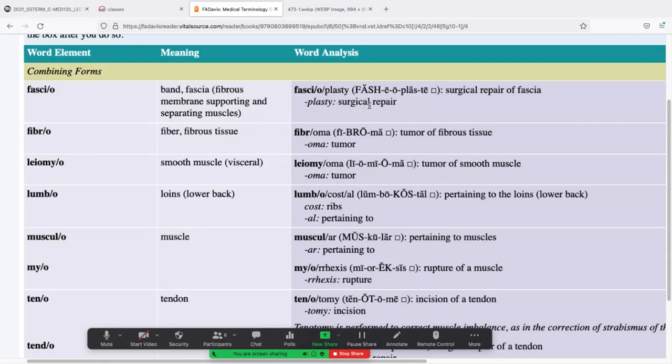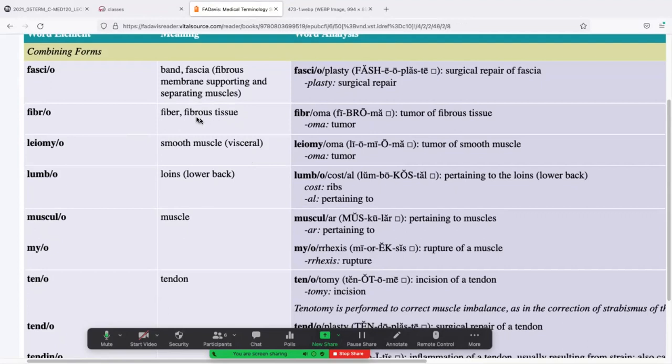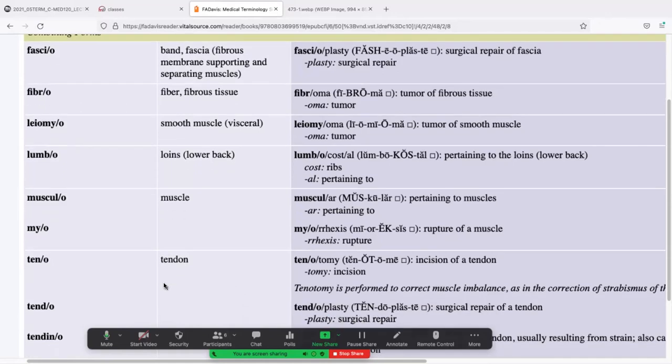Plasty, process of surgical repair of what? A fascia. There could be other fibrous tissue there holding things in, holding muscles in its place, and you could get a tumor there. That's called a fibroma. And anything that's fibrous or has lots of fiber is tough. So the fascia and the fibrous tissue, like the tendons over here, tendons connect muscles to bone.